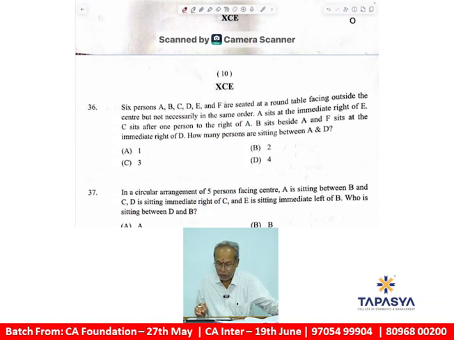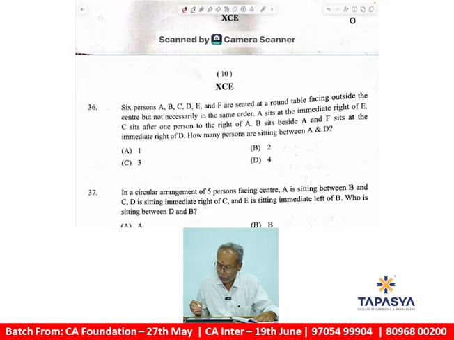Now, 6 persons A, B, C, D, E, F are seated at a round table facing outside but not necessarily in the same order. A sits at the immediate right of E, C sits after one person to the right of A, and B sits between A and F, and immediate right of D. How many persons are sitting between A and D?